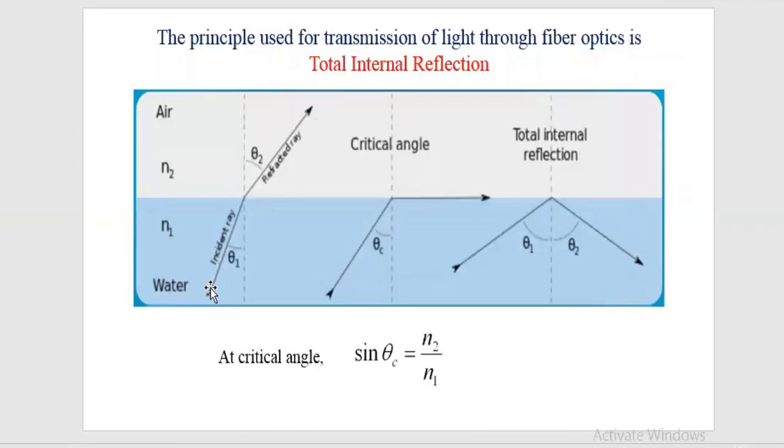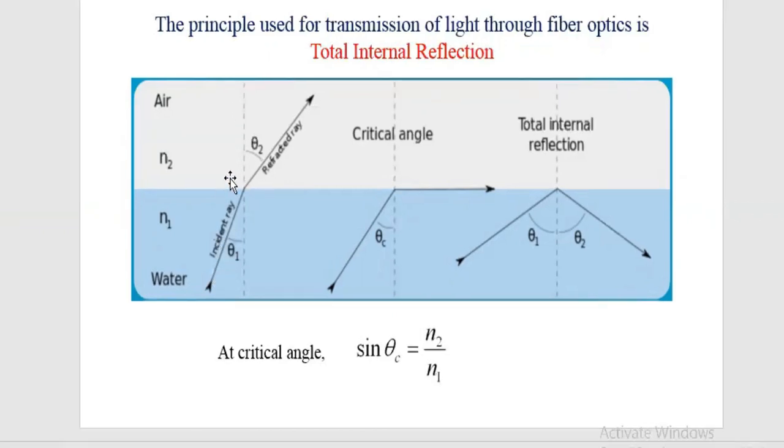So here this is the incident ray and this is the refracted ray. The angle of incidence is the angle between the incident ray and the normal, and the angle of refraction is the angle between the normal and the refracted ray. As the ray is moving from denser medium to rarer medium, in the rarer medium the velocity increases, hence it moves away from the normal. So the angle of incidence is less than the angle of refraction here.